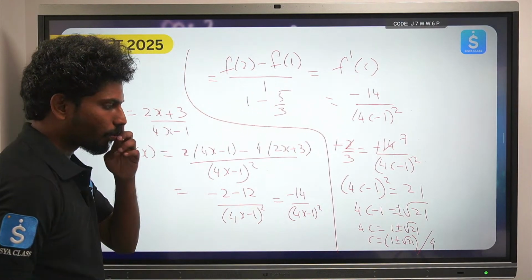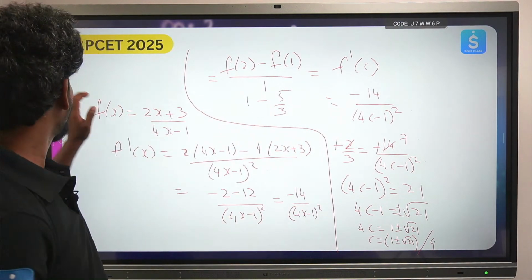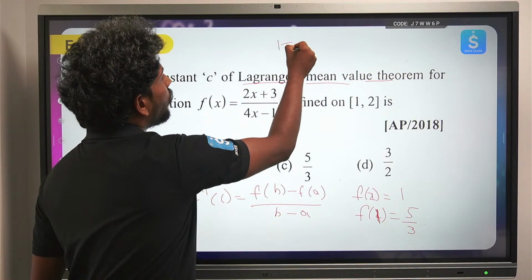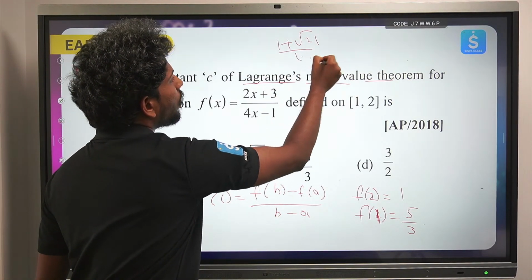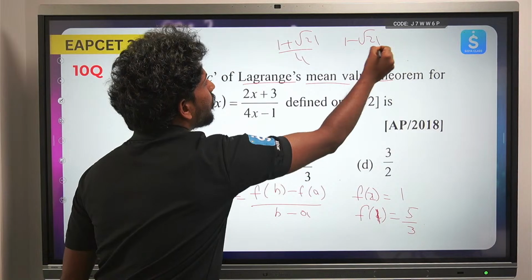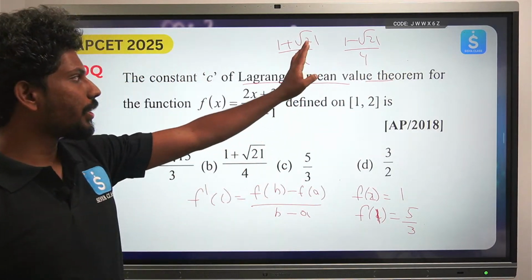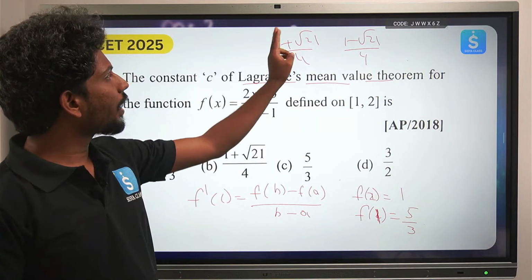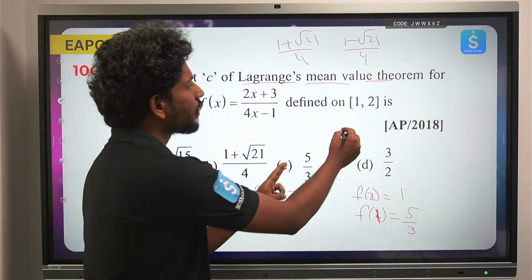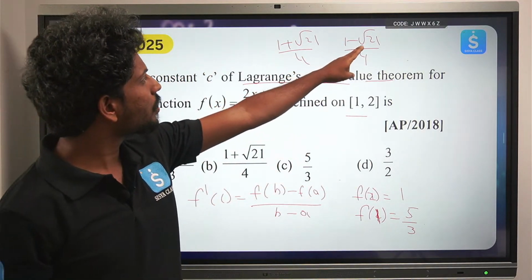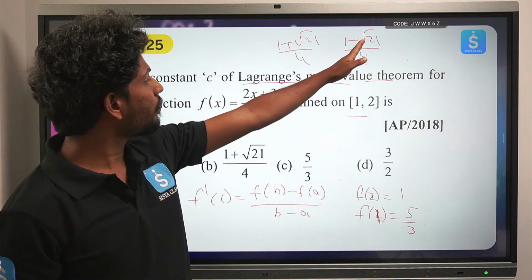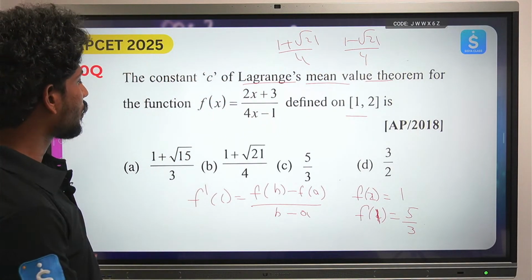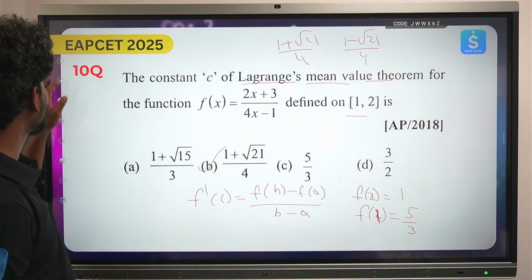Okay, so (1 plus or minus root 21) by 4, but you just need to be conscious enough which value you should take. Suitable value is (1 plus root 21) by 4, or is it (1 minus root 21) by 4? Root 21 value will lie somewhere between 4 and 5. So 1 plus 4 is always a positive value, that is okay, but 1 minus root 21 is again 1 minus 4, it belongs somewhere in the negative. So in that case the option is only this, right?